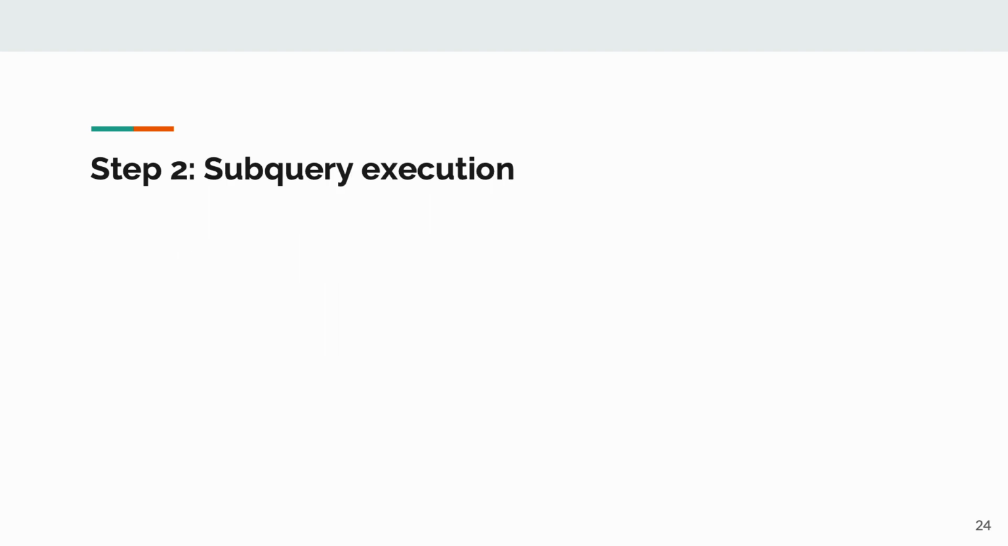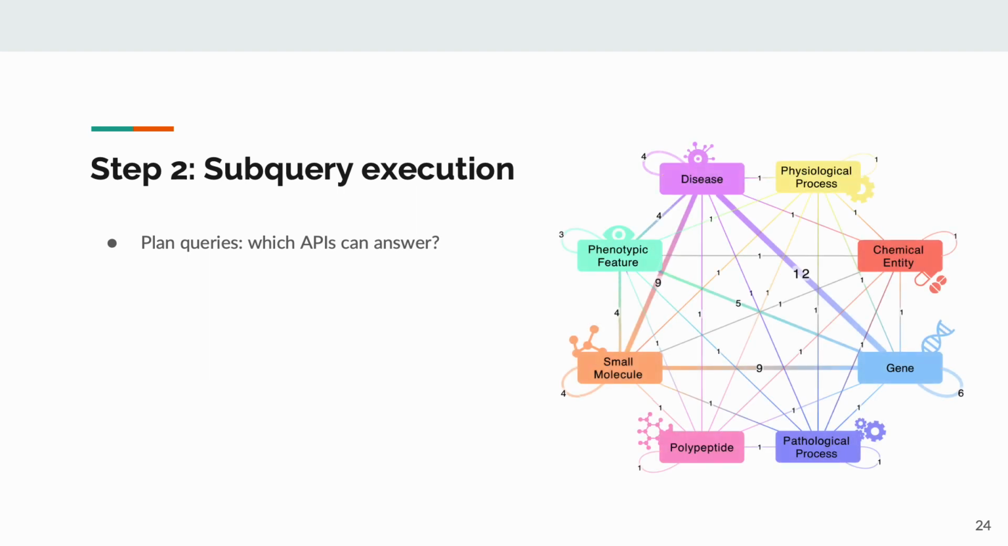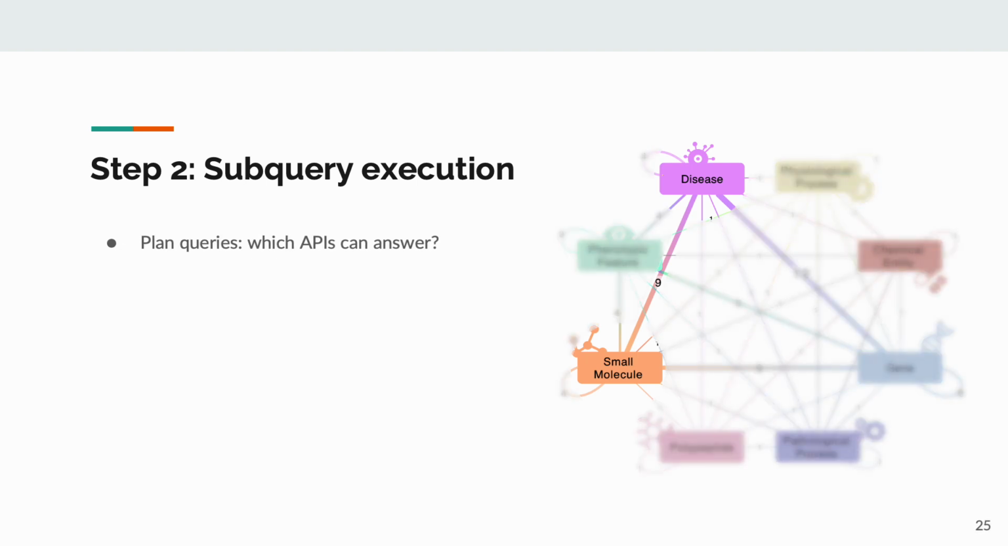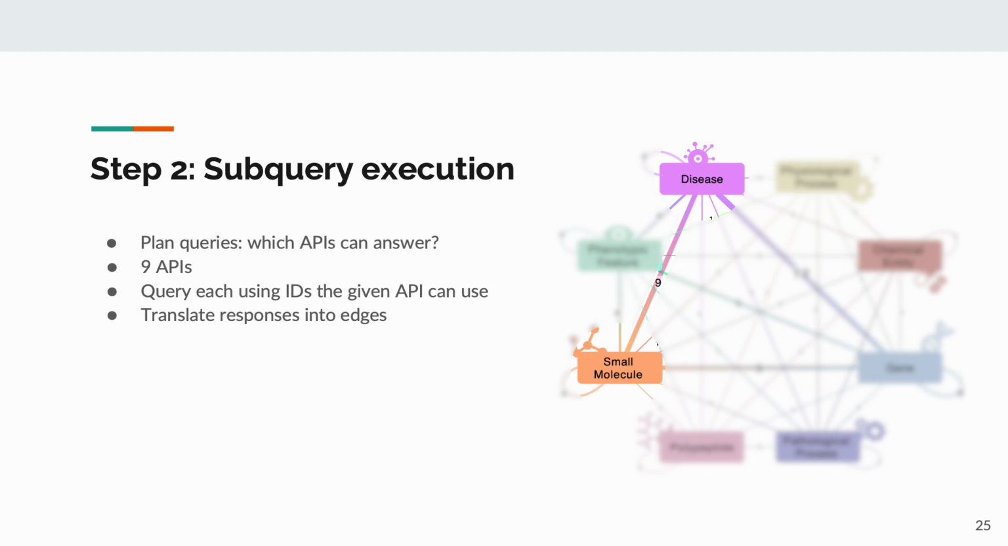The next step is to plan BTE's subqueries. First things first. Which APIs can provide knowledge about this type of relationship? Let's take a look at our MetaKG. We can see that 9 APIs are able to answer this type of question. BTE will translate our query disease ID to IDs that each API can work with, assemble the subqueries, execute them, and retranslate the answers so that we have workable IDs for each of them.